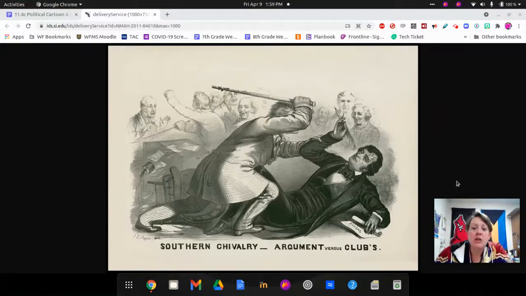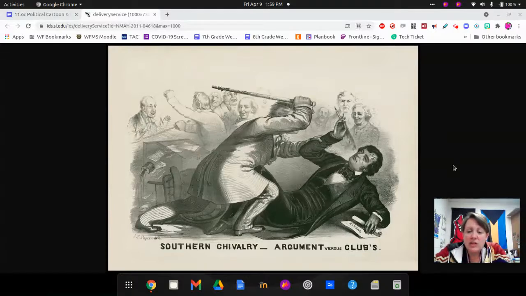Okay. So today we're going to look at a political cartoon, and political cartoons were and still are used today to express a reaction to an event or society, what's happening in society. And it's usually obviously political, and it's usually biased because the artist is drawing something from his or her opinion.